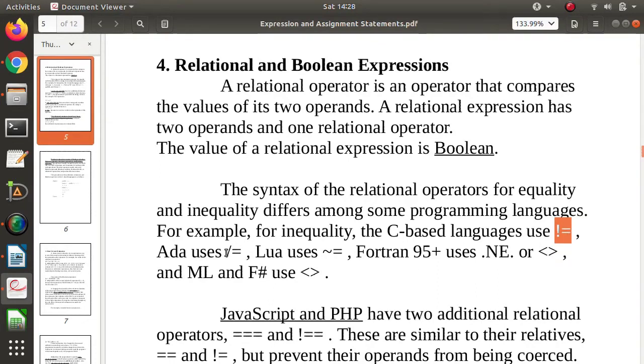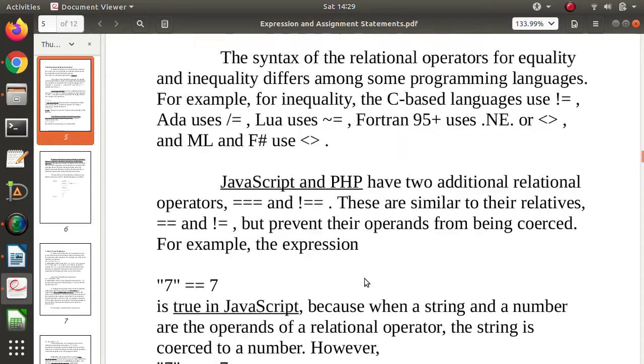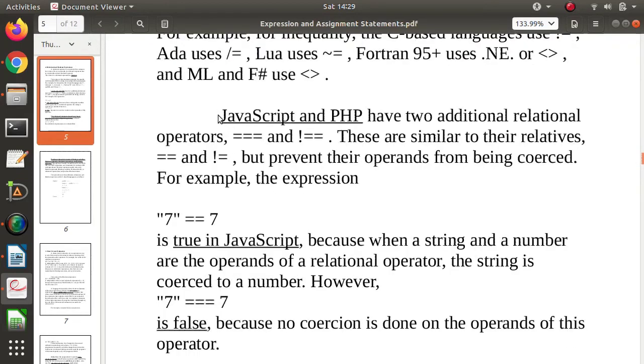While in Ada language, for not equal to, this is the operator used. In Lua language, it is this. Fortran 95 plus is this, or this. And in ML and F sharp language is this. In JavaScript and PHP, for equal to and not equal to, there are two symbols. See, this is also equal to, and this is also equal to. This is not equal to, and this is also not equal to.